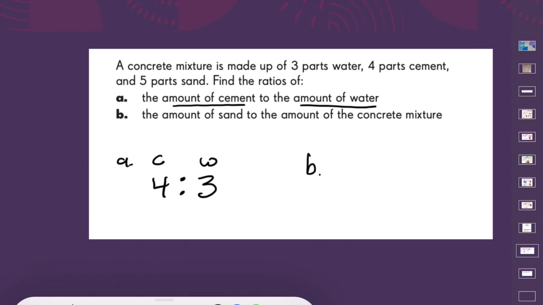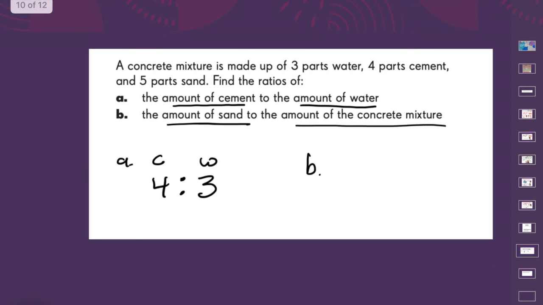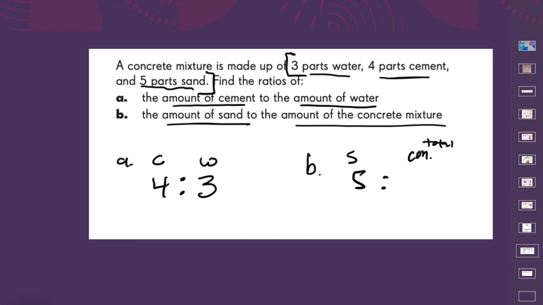Now in part B, it says the amount of sand to the amount of the concrete mixture. So we can find the part of sand. We have 5 parts sand. And now we need to find the amount of concrete mixture. Well, all of those parts together give us the concrete mixture. So we would have to add the water plus the cement plus the sand to find the total concrete mixture. 4 plus 3 is 7, plus 5 is 11. So our ratio would be 5 to 11.